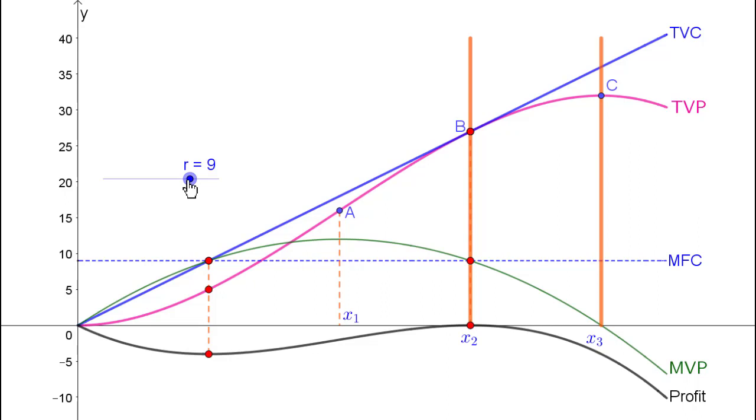I'll stop here today. Next lecture, we will find out why it is not economical to produce in stage 1, and at exactly what point the producer can reach maximum profit in stage 2.